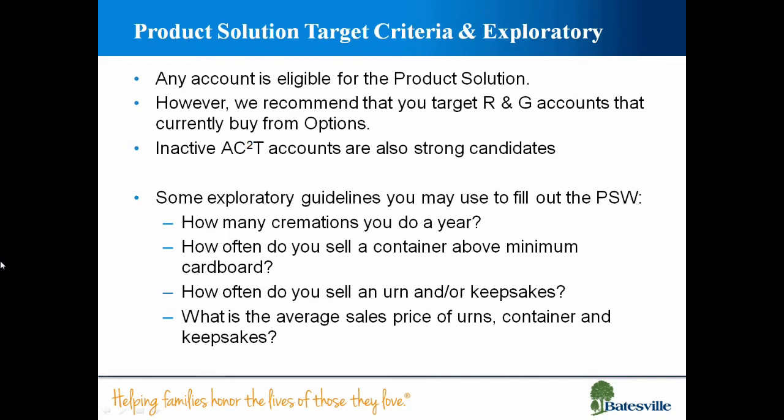As you're looking to fill out the PSW, here are some good questions that you can use. Things like how many cremations you do a year. How often do you sell a container above the minimum cardboard? How often do you sell an urn and or keepsake? And what's your average sales price for each one of those product categories? With those 5 questions, you're able to fill out the entire product sales worksheet, and it gives you a finalized answer and a customized merchandise assortment.